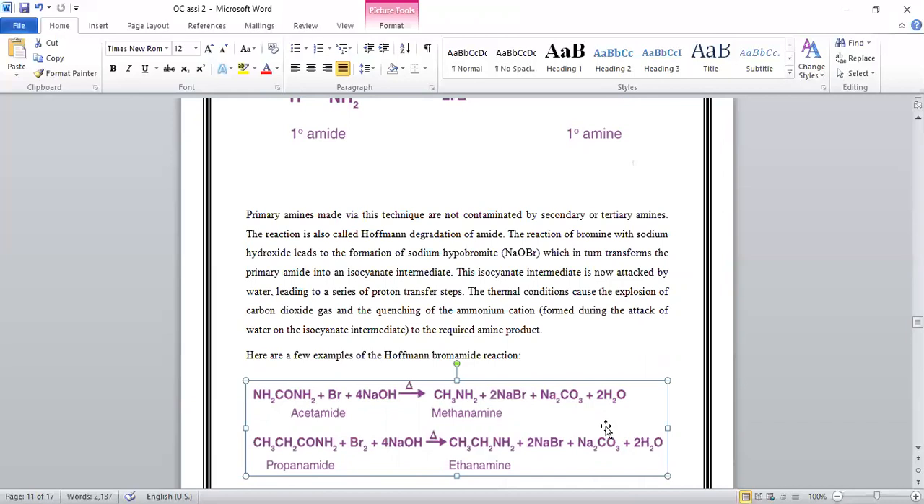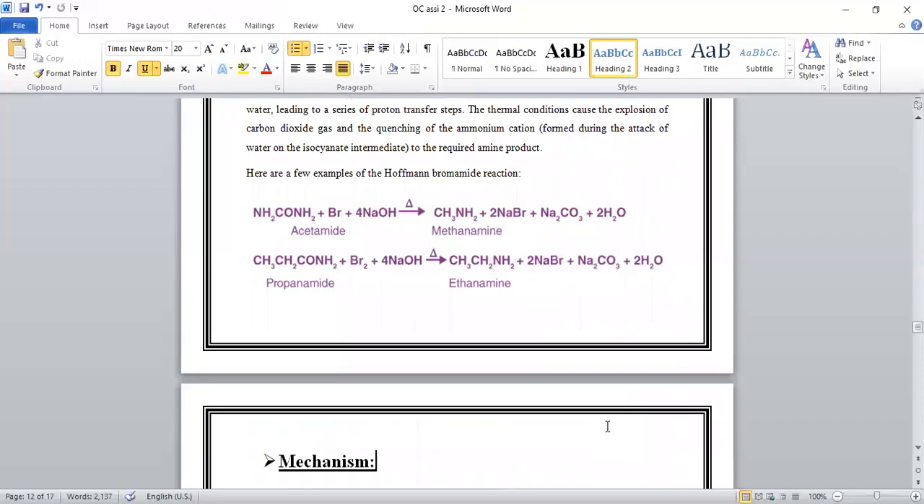The reaction of bromine with sodium hydroxide leads to the formation of sodium hypobromite, which in turn transforms the primary amide into an isocyanate intermediate. This isocyanate intermediate is now attacked by water, leading to a series of proton transfer steps. The thermal conditions cause the expulsion of carbon dioxide gas and quenching of the ammonium cation to the required amine products. Here are a few examples of this reaction.